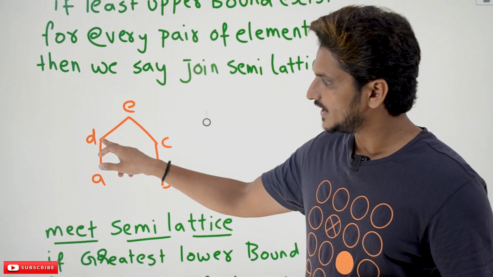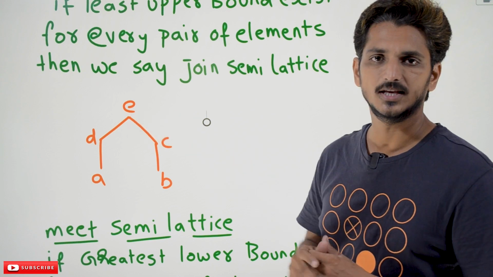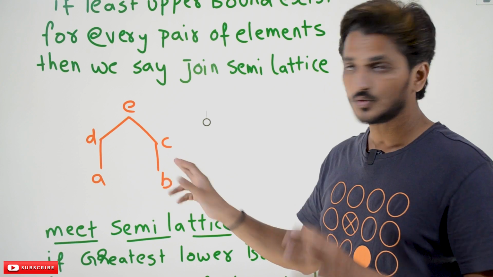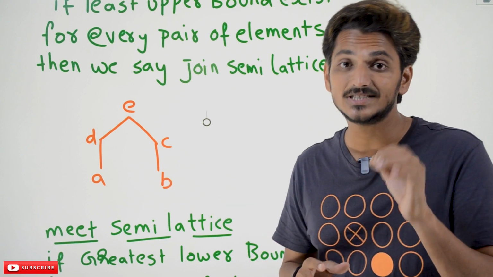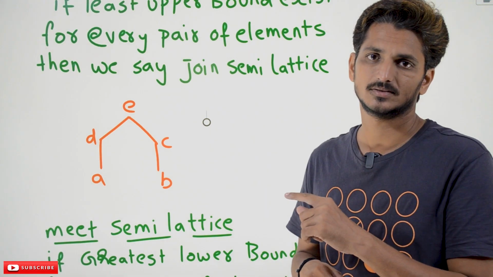You take A comma D. What is the least upper bound? D. You take A comma C. What is the least upper bound? E. You take D comma C. The least upper bound is E. You take any two elements, you have a least upper bound. Then we say it is a join semi-lattice.